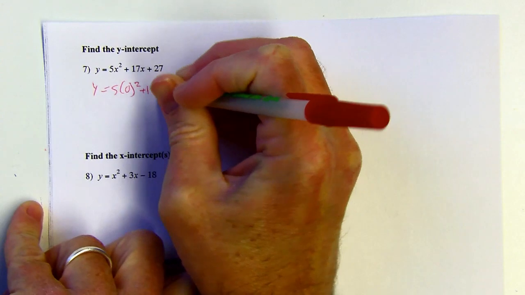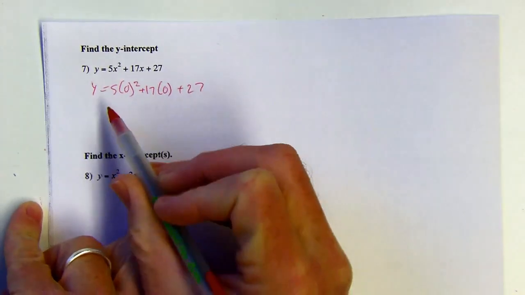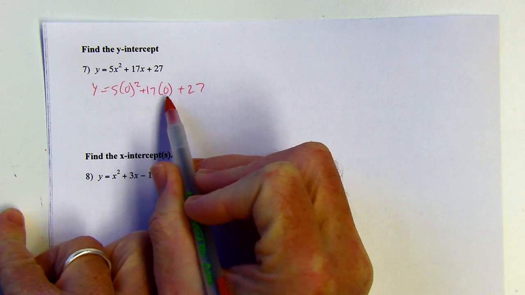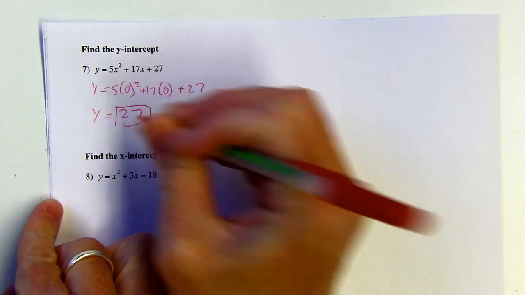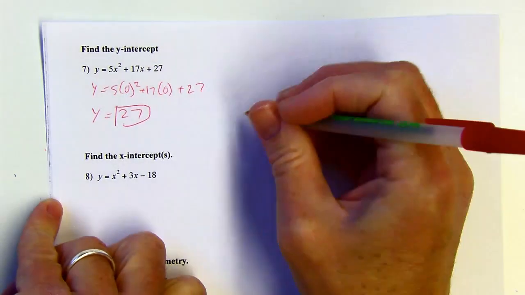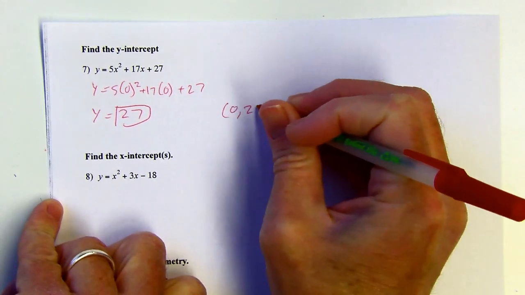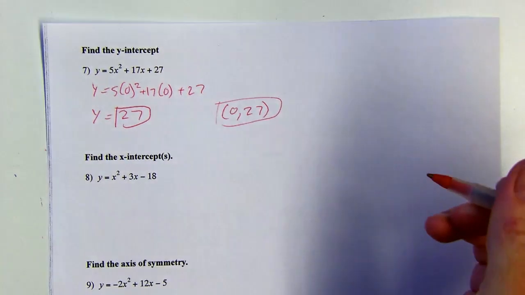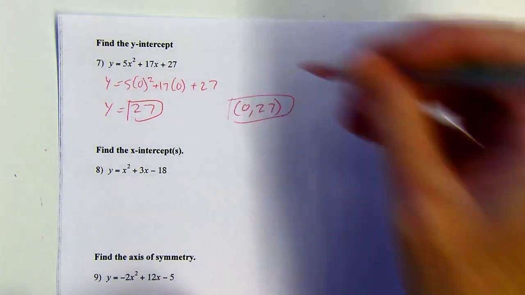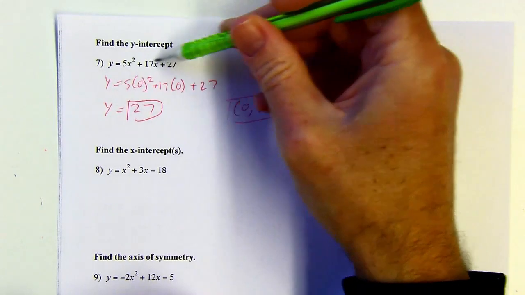So we've got 2 spots to plug in a 0 here. And so, hey, both the parts, 5 times 0 is going to be 0, 17 times 0 is 0. So all that's left is the 27. That is going to be your y-intercept. Okay, or if you wrote this as an ordered pair, it's fine to just write 27, but as an ordered pair, the parabola would cross the y-axis at (0, 27).